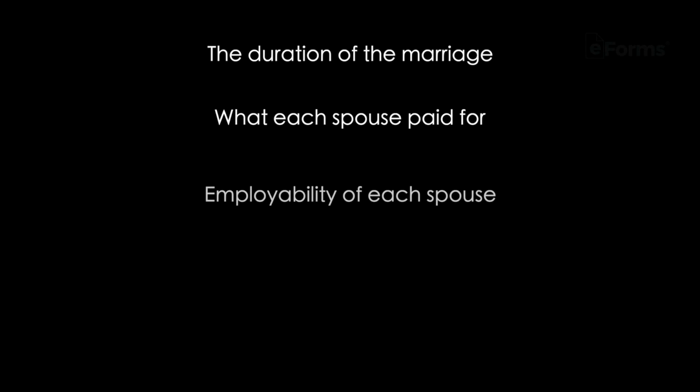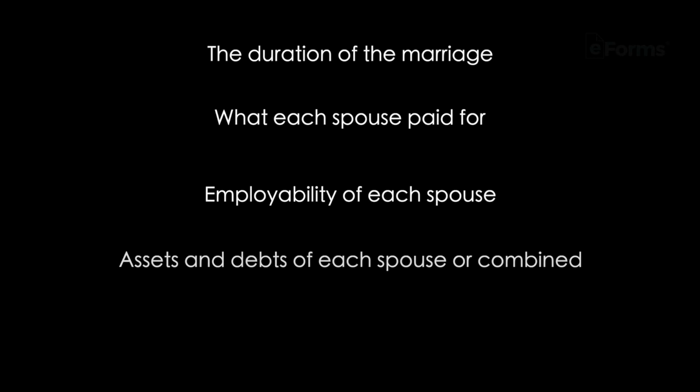When applying equitable distribution, the courts may take into account the duration of the marriage, what each spouse paid for, employability of each spouse, assets and debts of each spouse or combined, and sources of income and amount. Note that a marital settlement agreement can be used in Iowa to avoid distribution by the courts. If both spouses agree on most terms, they can file a dissolution of marriage and use the agreement to outline the terms of their uncontested divorce.